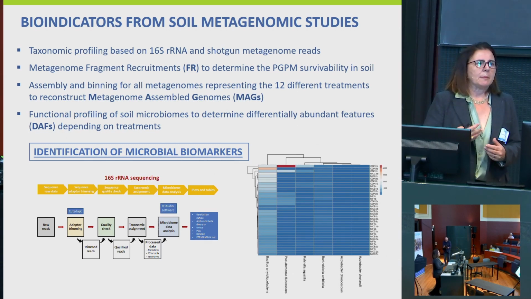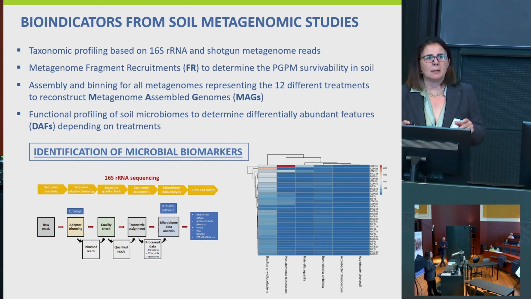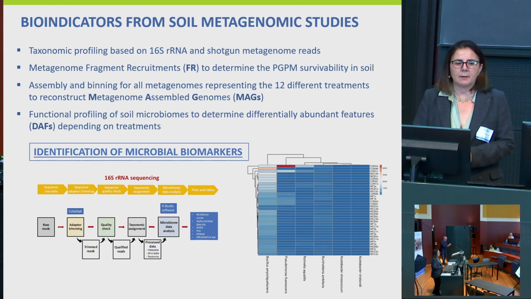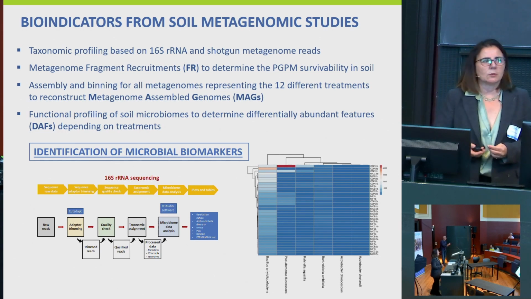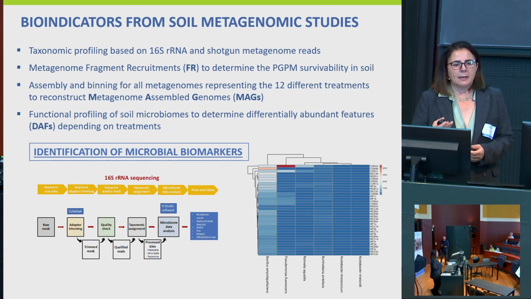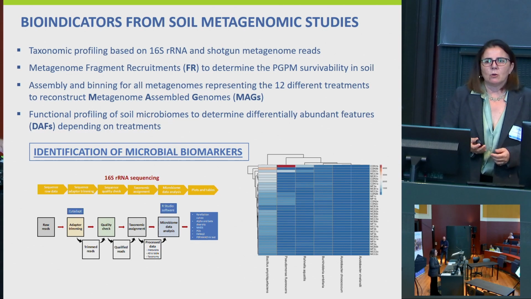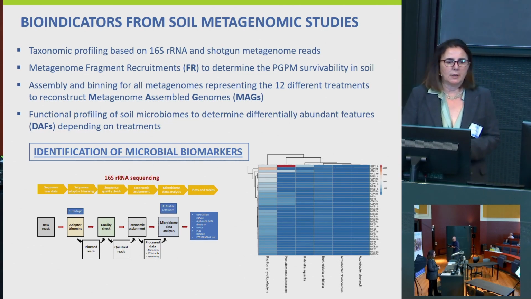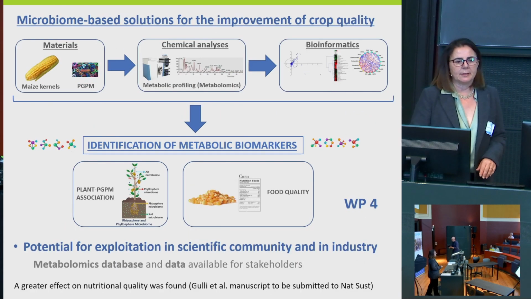We performed the metagenomic fragment recruitment, so we are able to determine PGPM in soil when we applied them in soil as inoculants. We are able to extract, as described before by colleagues from Work Package 1, the metagenomic assembled genomes from these metagenomics data, and also we are able to identify the important function of these microbes in the soil. So we identify the biomarkers of soil fertility.